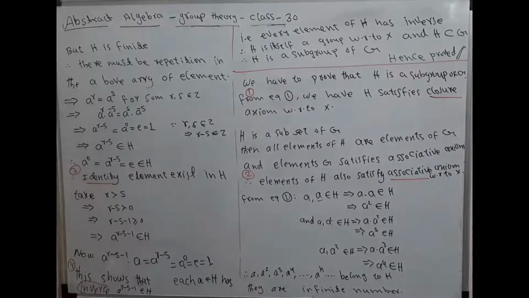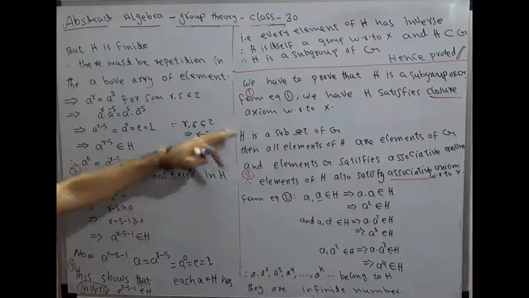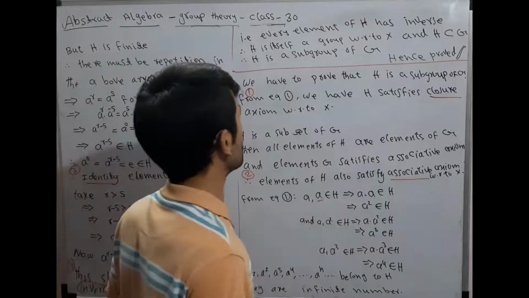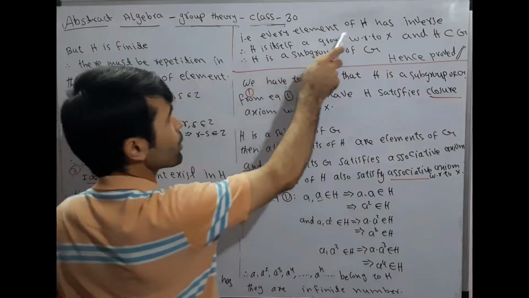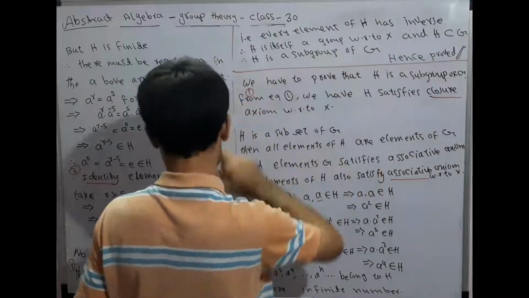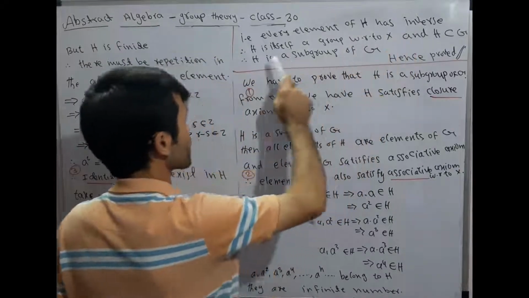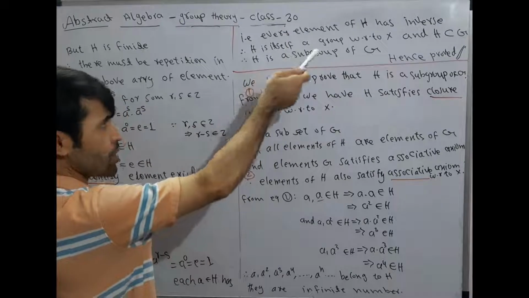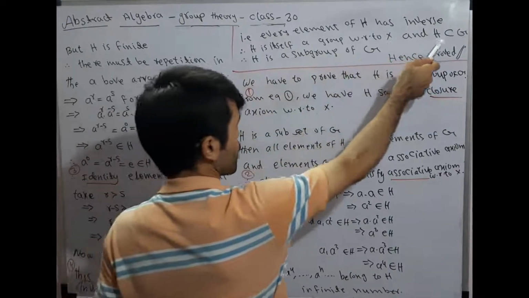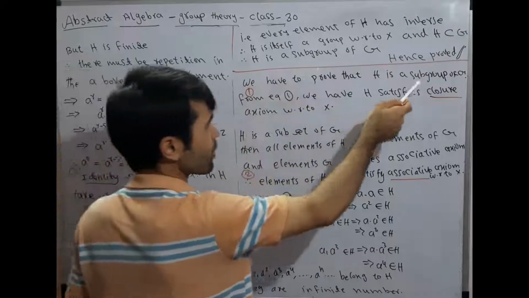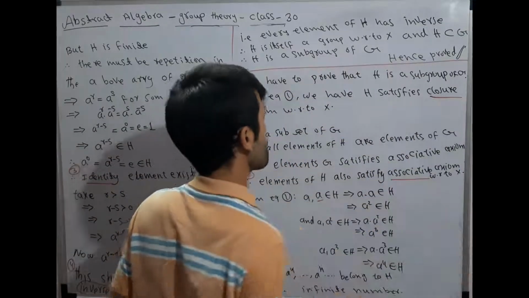Actually, we prove that the 4 axioms hold in H. That is, every element of H has inverse. Therefore, H is itself a group with respect to multiplication, and H belongs to G. Therefore, H is a subgroup of G, which is our proof.